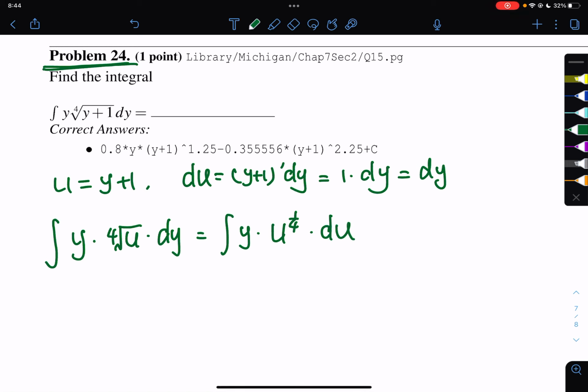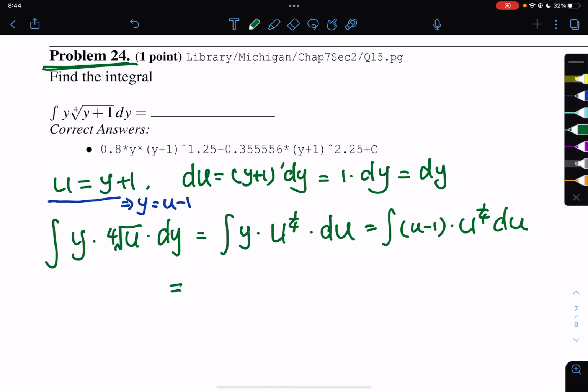Well, the only problem is that I still have y here. I cannot carry out my integration if I have two variables involved. So I need to get rid of this y and make sure it's in terms of u. By looking at the original structure, I realized that y is simply u minus 1. So I could change my problem into u minus 1 multiplied by u to the 1/4 du, which means it's u to the 5/4 if I FOIL things out, minus u to the 1/4 du.